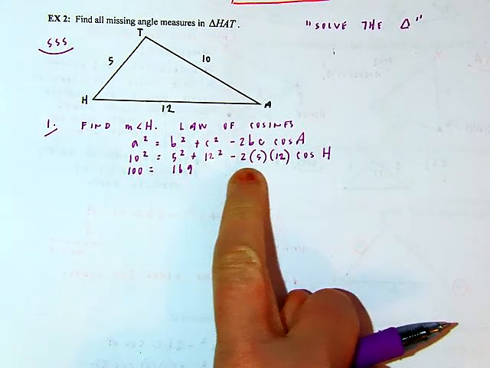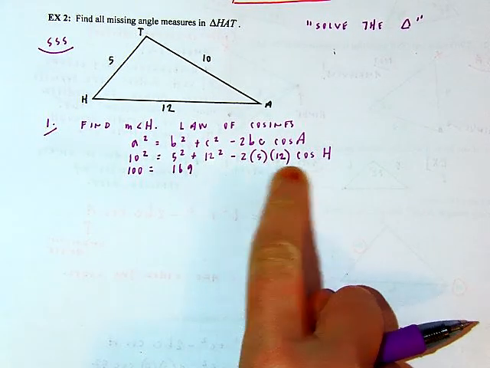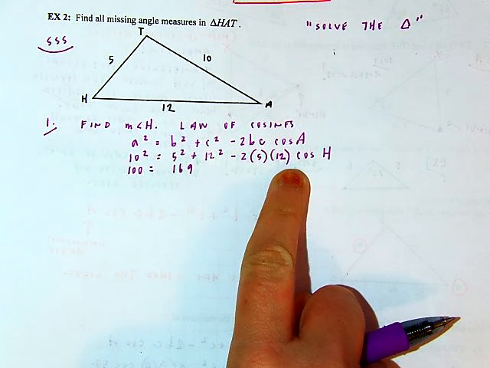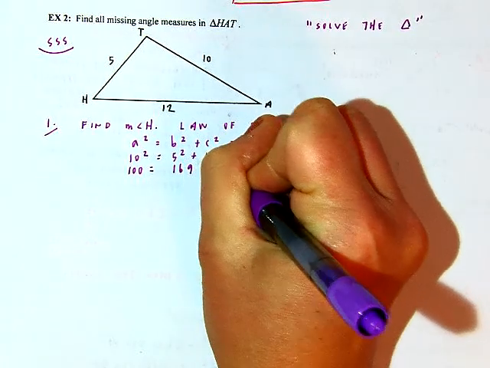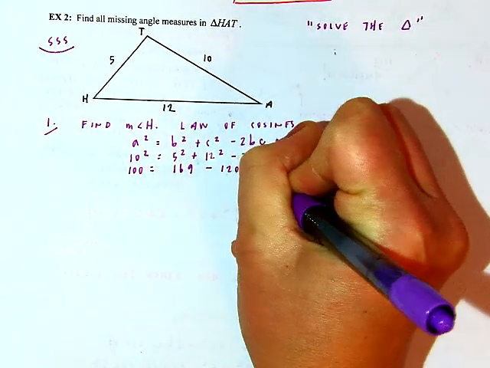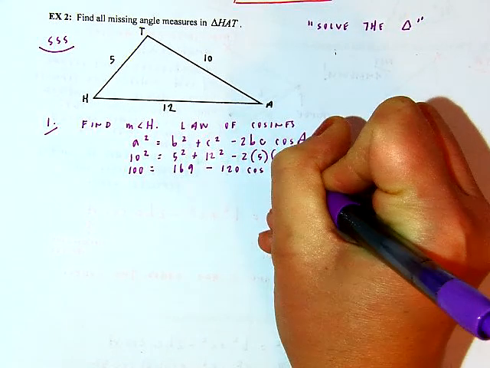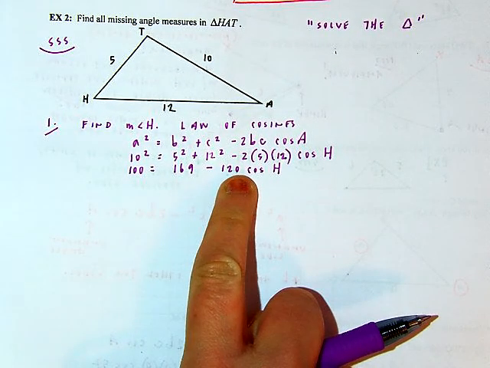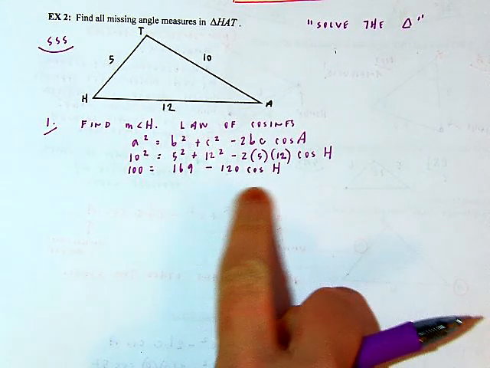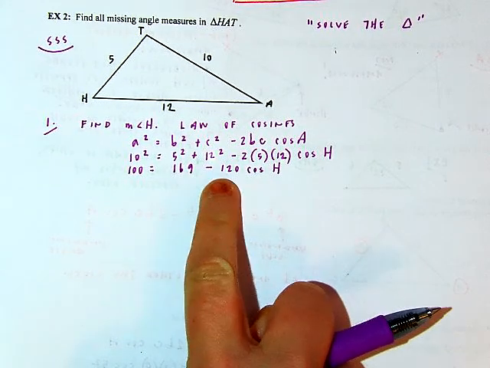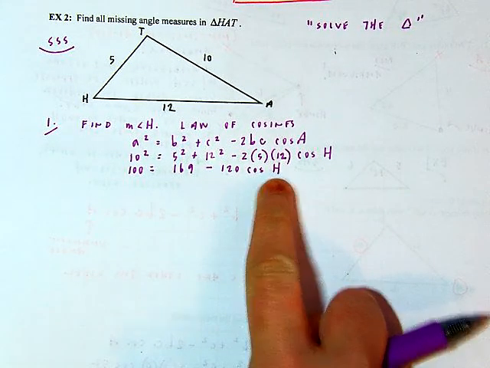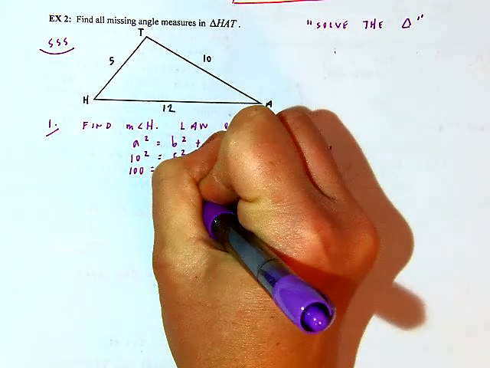And then here, this is a product, so that comes as a package. So I'm multiplying out the 2, the 5, and the 12, and that gets 120. So minus 120 times cosine h. Okay, I cannot combine these. They're not like terms. Right here, this is a product. So I cannot combine. I need to isolate this part right here. I want to get that cosine h all by itself. So I want to take away the 169.